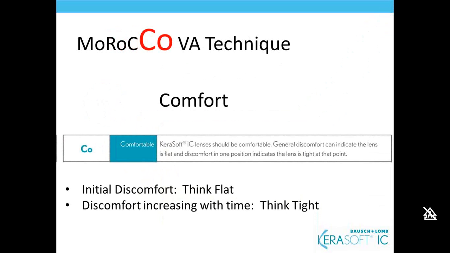Now, it might not be tight all the way around. It might be tight just in one sector. And that's another feature that we'll describe a little bit later that this lens has. It has sector management control. So you can actually loosen, or tighten if you need to, 2 sectors independent of one another using this lens design.